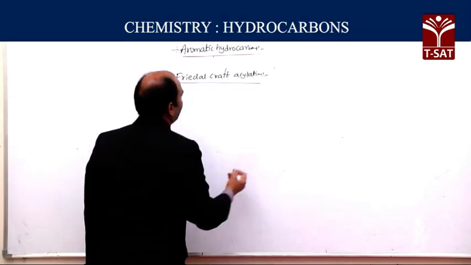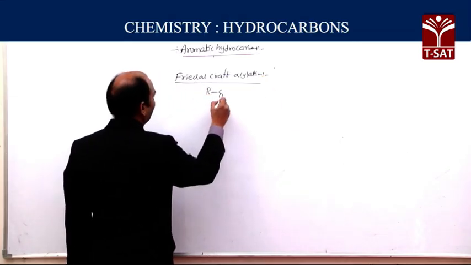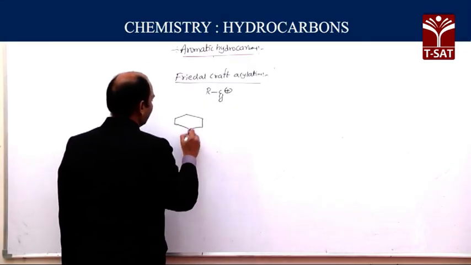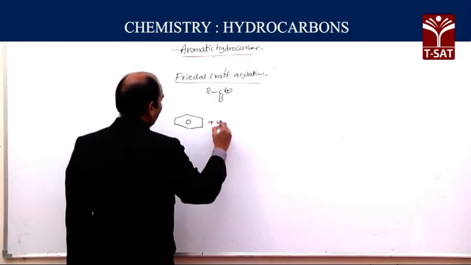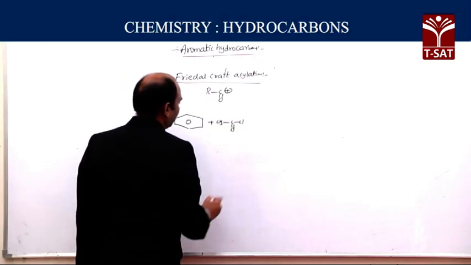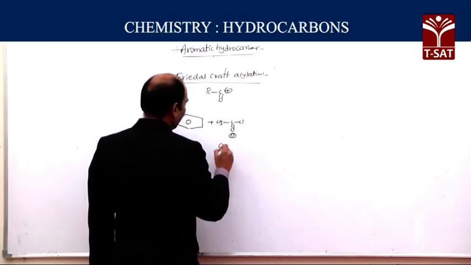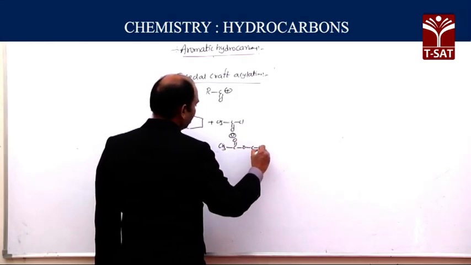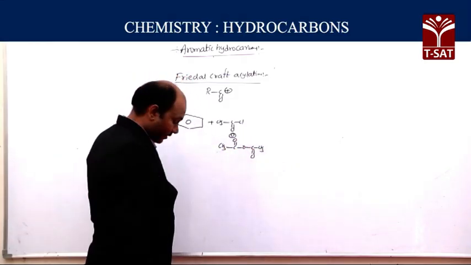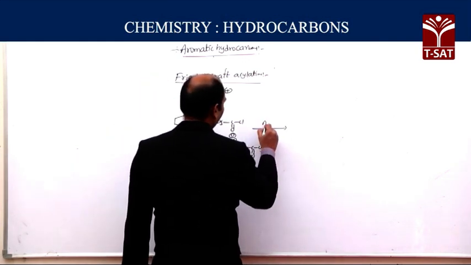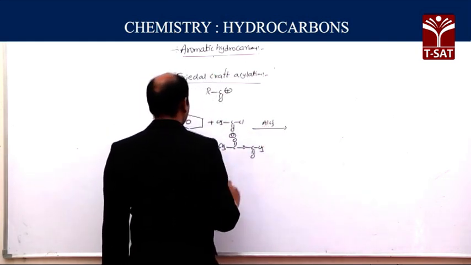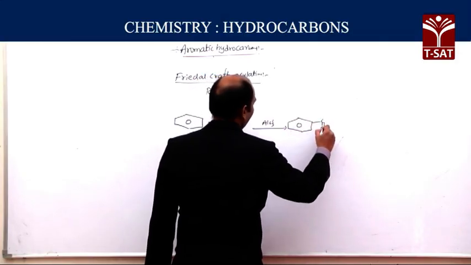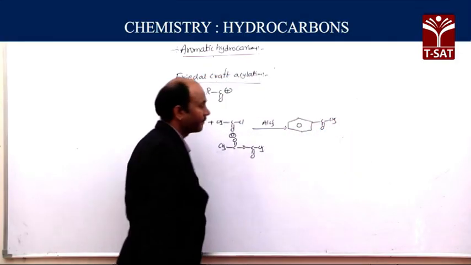Friedel-Crafts acylation. Acylation means introducing an acyl group. Again, benzene is treated with acetyl chloride or acetic anhydride, CH3 C double bond O C double bond O CH3, in the presence of an anhydrous Lewis acid. We get an acyl benzene, that is C double bond O CH3.